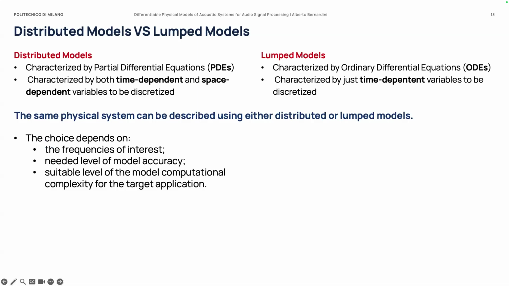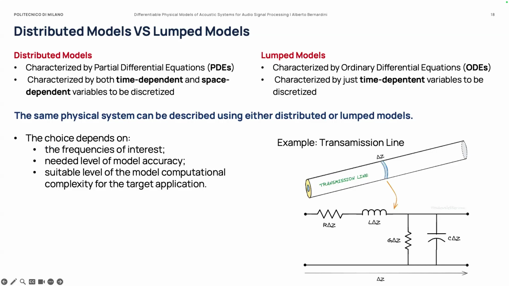Of course, there are some advantages and disadvantages in using one or the other kind of models, depending on the application that you are considering. The choice between the two classes depends on the frequencies of interest of your model, the needed level of accuracy, and the suitable level of model computational complexity for the target application. A very famous example, which is quite intuitive, is the transmission line. The transmission line, or whichever waveguide you might think of, can be, depending on the context, modeled either using a lumped description, therefore a circuit, or a distributed description, which not only discretizes the dynamics with the time variable, but also considers space as a variable to be discretized.